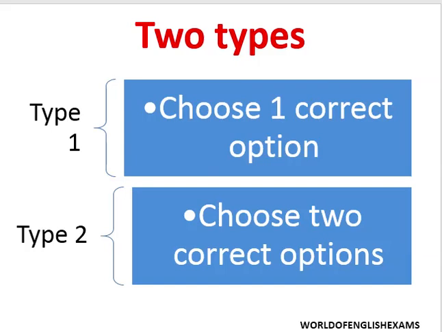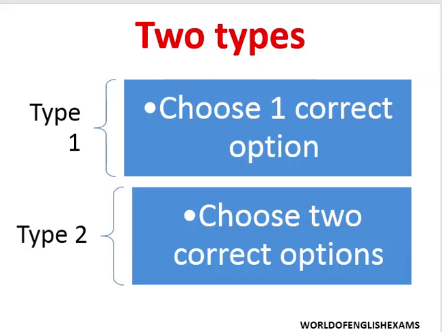Basically, there are two types of multiple choice questions in reading. The first one is where you will be given 3 or 4 options from which you have to pick one correct option. Remember, the options will be confusing. From that you have to read the text and pick up one correct option.